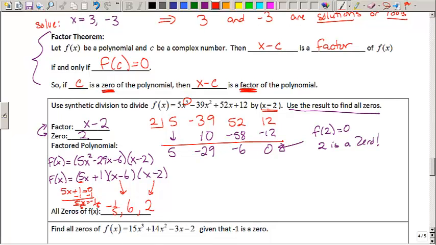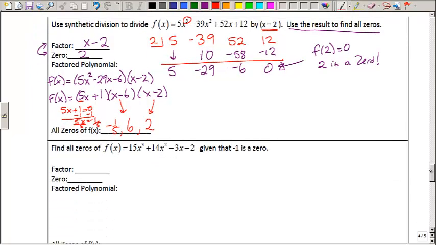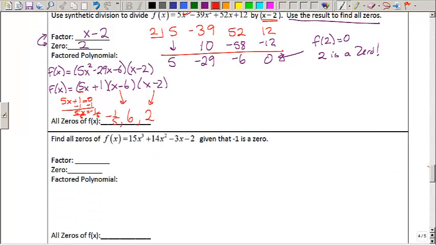So this problem gave me the factor and I found the zeros. The next problem is a little bit backwards. The next problem gives you 1 zero. It says find all the zeros of this polynomial given that negative 1 is a zero. So I actually already know what a zero is. The nearest zero happens to be negative 1 because it told me so.